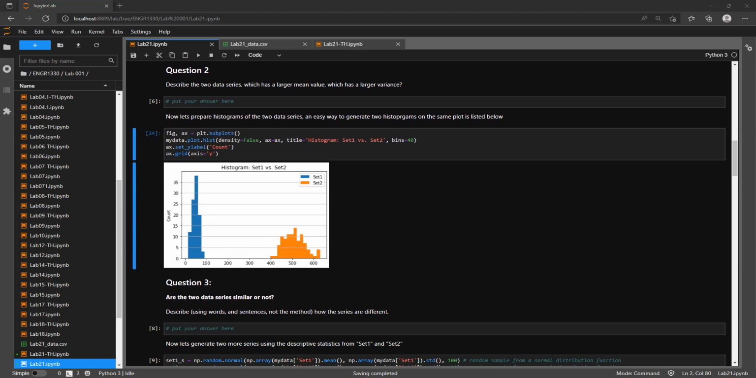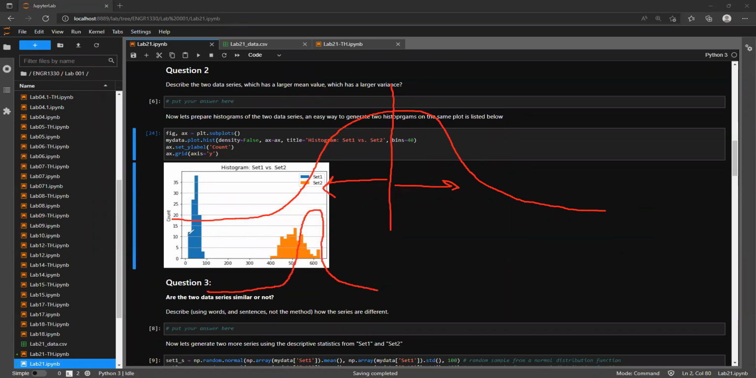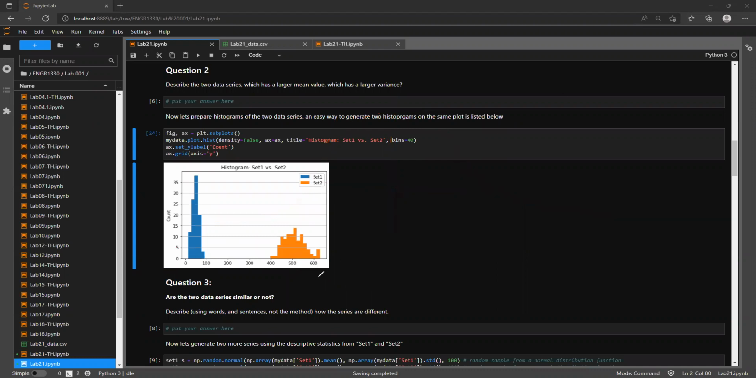If we think back to what we've seen before, the variance is how much the data spreads outward. So if most of the data is concentrated in one spot, that indicates a lower variance. And that's exactly what we see. Okay, so that would be question three.